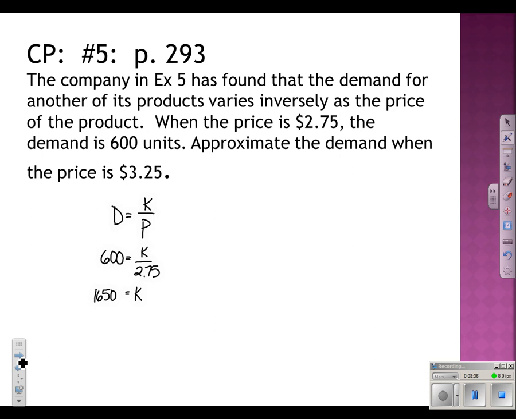So let's use that information now to find the new approximation. What will the demand be if K is divided by the new price, 325? And if you punch that in your calculator, our demand would end up being 508 units.